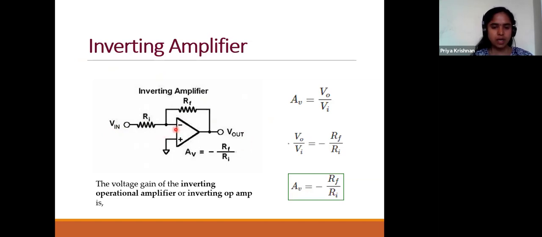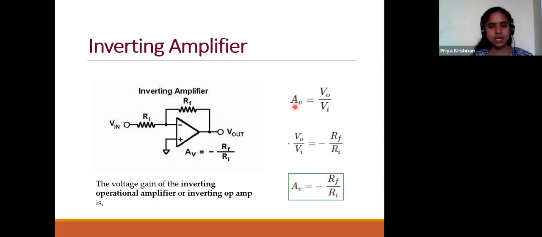I have applied the input to my negative input terminal, that is the inverting input terminal, so it is an inverting amplifier, and the other input terminal is grounded. The output is taken from the output terminal. If I apply 2 volts, I'll get minus 2 volts. If I apply 10 volts, I'll get minus 10 volts.